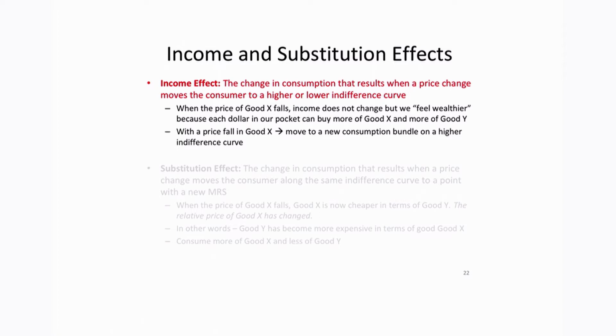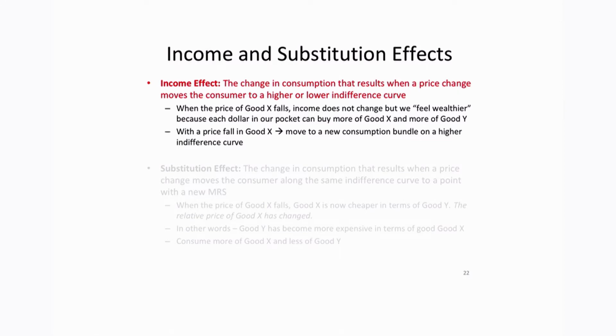So for example, if the price of one good falls, the income effect tells us that people feel a little bit wealthier. They still have the same income, but that income goes a little bit farther because one of the goods feels cheaper. So therefore, they're going to get a higher level of satisfaction from the same money that they spend. They move to a higher indifference curve.